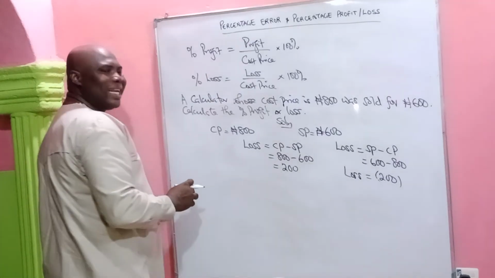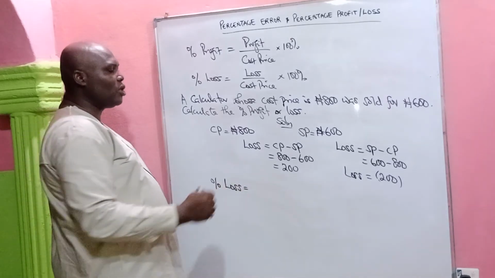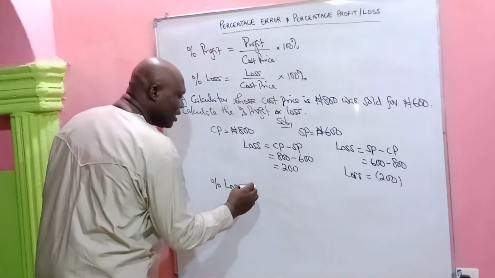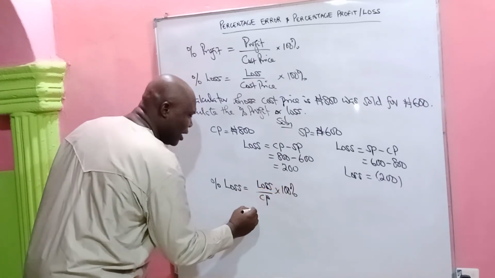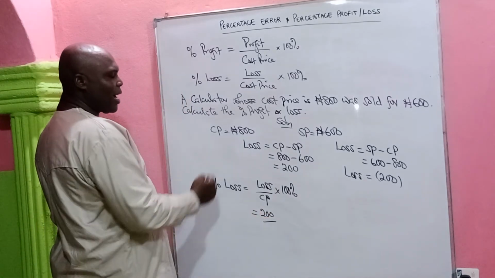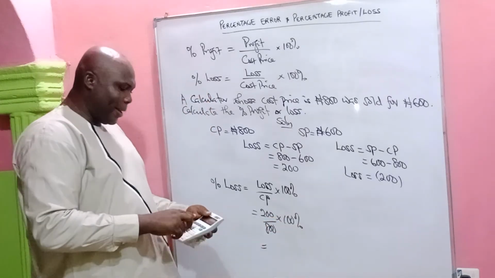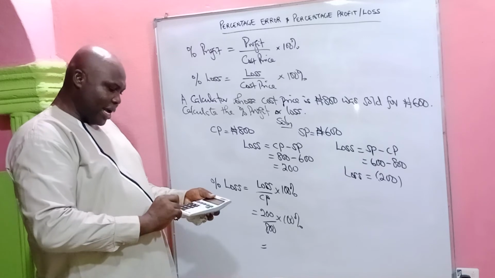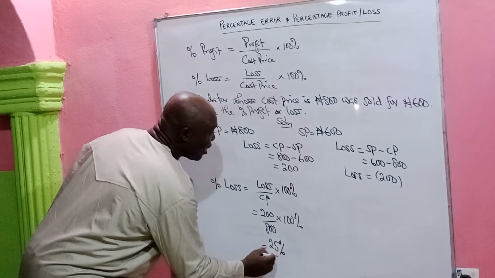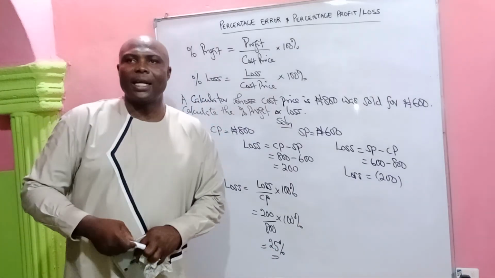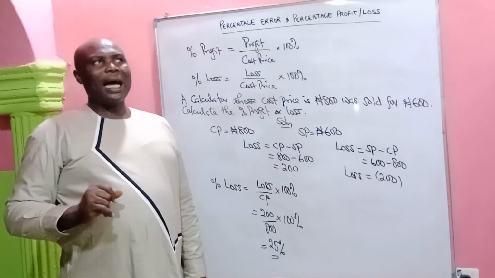So you can now calculate your percentage loss, because it's a loss you have. Percentage loss is loss over cost price times 100%. And the loss is 200 over the cost price, which remains the same, 800, times 100%. So that will give you the percentage loss, 200 divided by 800 times 100%. And that is 25%. Again, 25%. Please take note of that. So this is how we calculate percentage profit or loss. Take note of that.